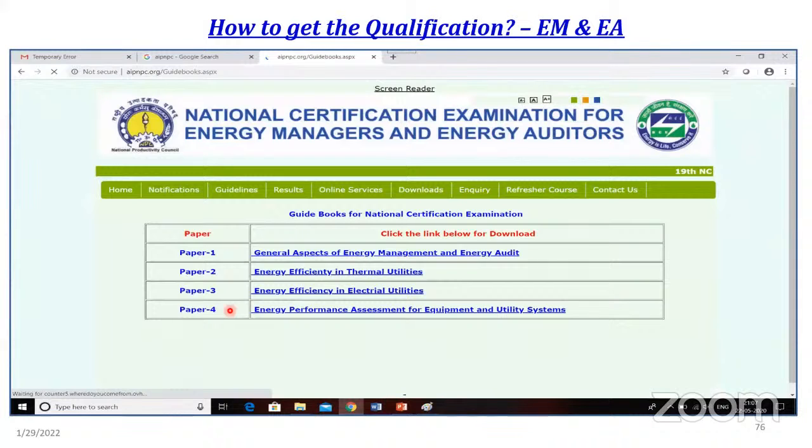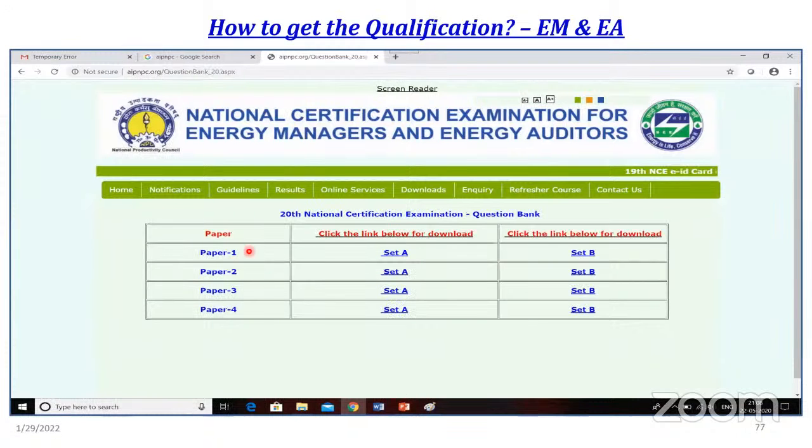Okay, so my best advice is first become an energy manager by writing examinations 1, 2, 3. Then you can go for energy auditor. Even if you are writing the energy manager, you require a minimum of 1 year of preparation. 1 year of preparation is required. Okay. Now we have paper 1, paper 2, paper 3. All the solved question papers are available on the website itself.